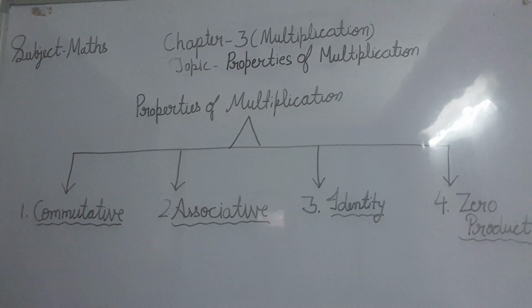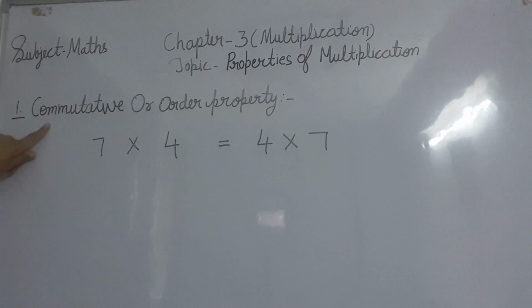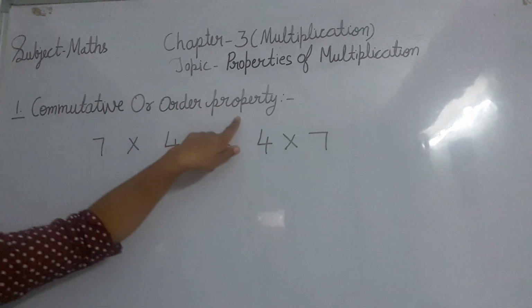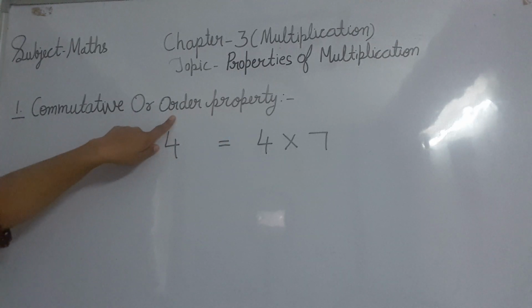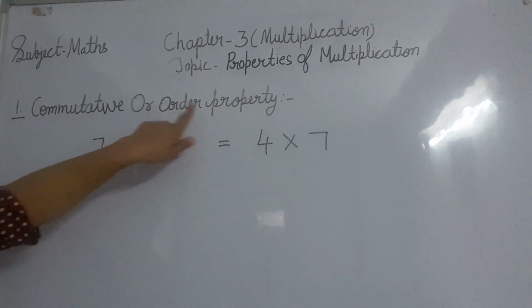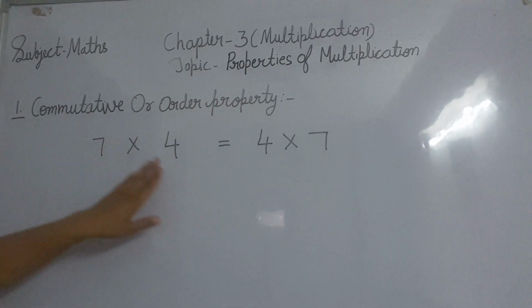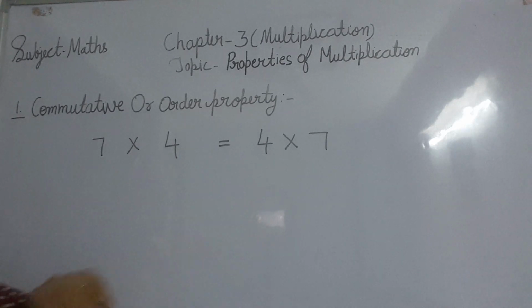So now we'll start with the commutative property. The first property is the commutative property. This is also called the order property. Commutative or order property, both are the same property. It's very easy to understand with the name, order property. Order property means when we change the order of the numbers, the product will be the same. The answer will not change.